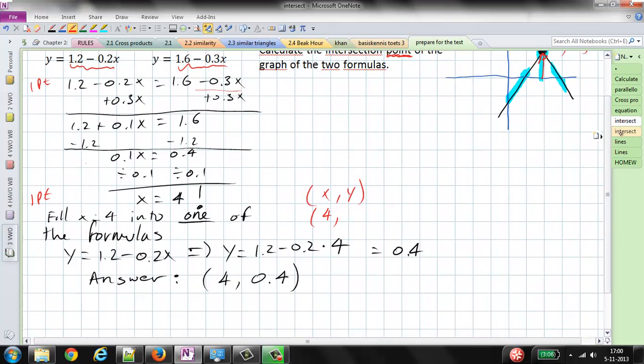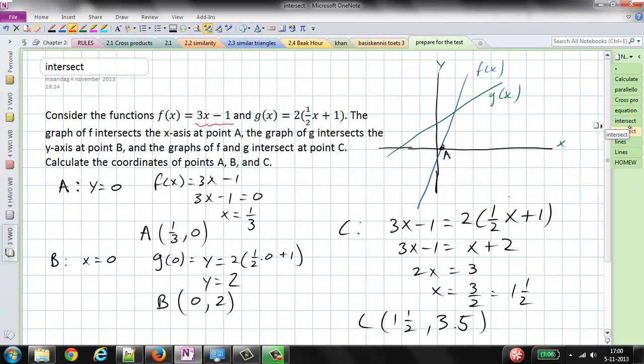Right, I'm continuing with this one. Now, this one is kind of similar. It says consider the functions f(x) equals 3x plus 1, and g(x) is 2 times, in brackets, half x plus 1. Now, it says the graph of f intersects the x-axis at point A.